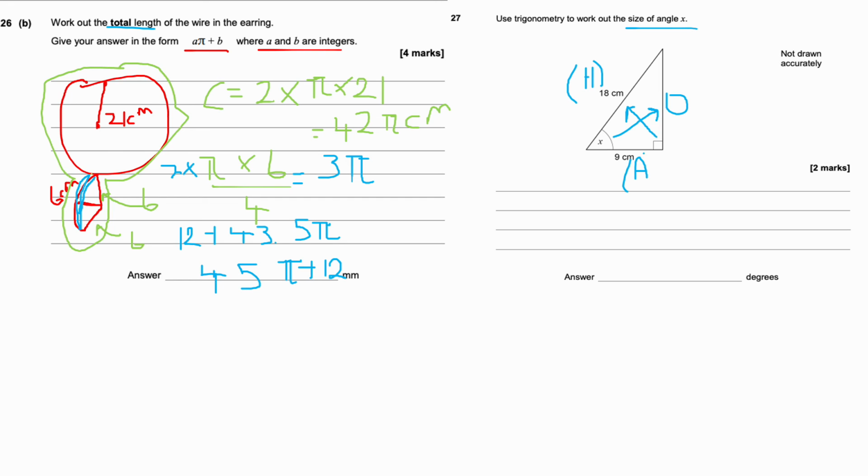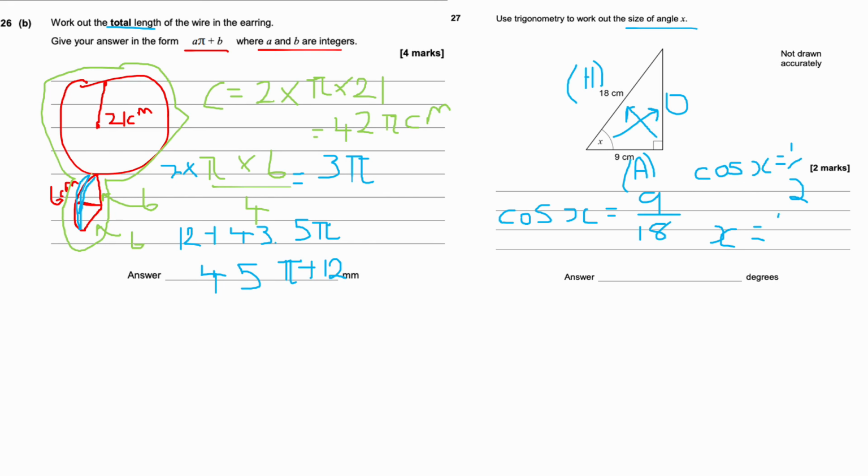Adjacent means next to my angle, so I've got adjacent and hypotenuse, so I'm going to be using the cosine from SOHCAHTOA. So cosine of my angle is equal to adjacent over hypotenuse, so 9 over 18. So cos of x is equal to a half, because 9 over 18 simplifies to a half. Now this is where we've got to remember our exact trig values. You are expected to remember your exact trig values.